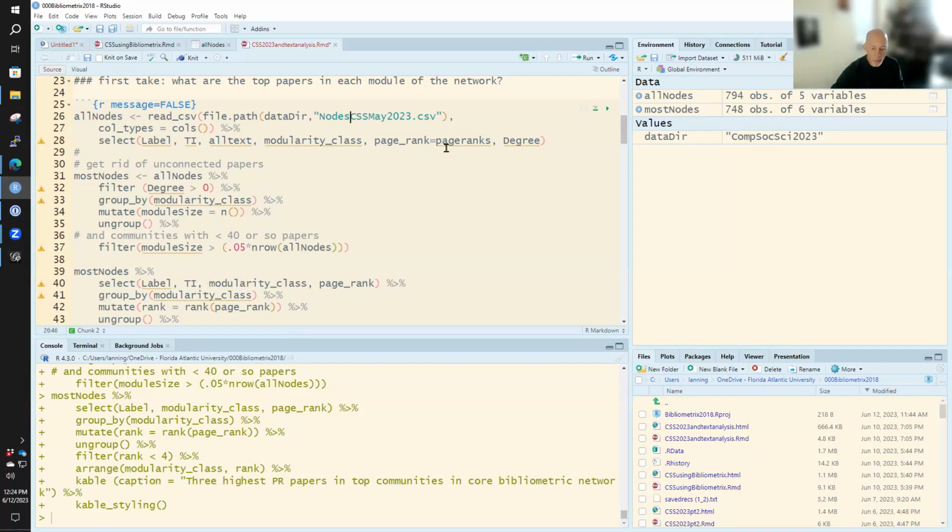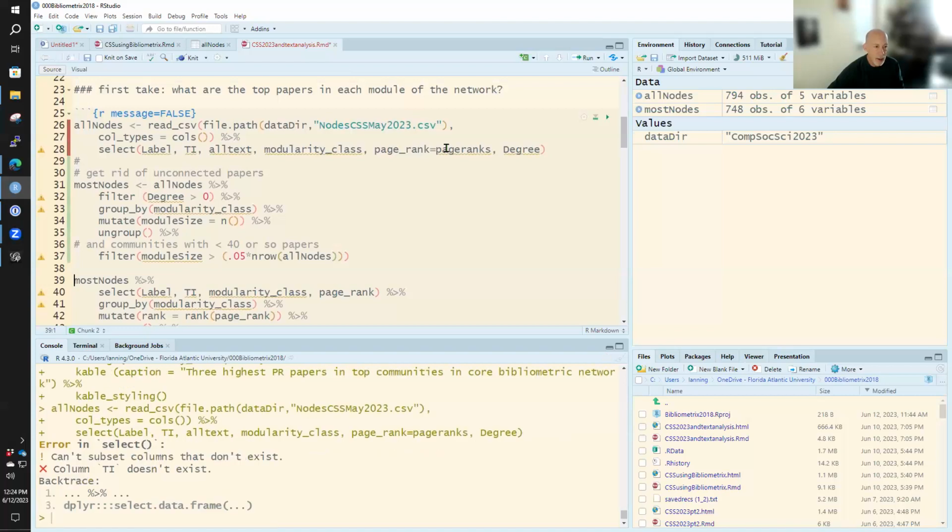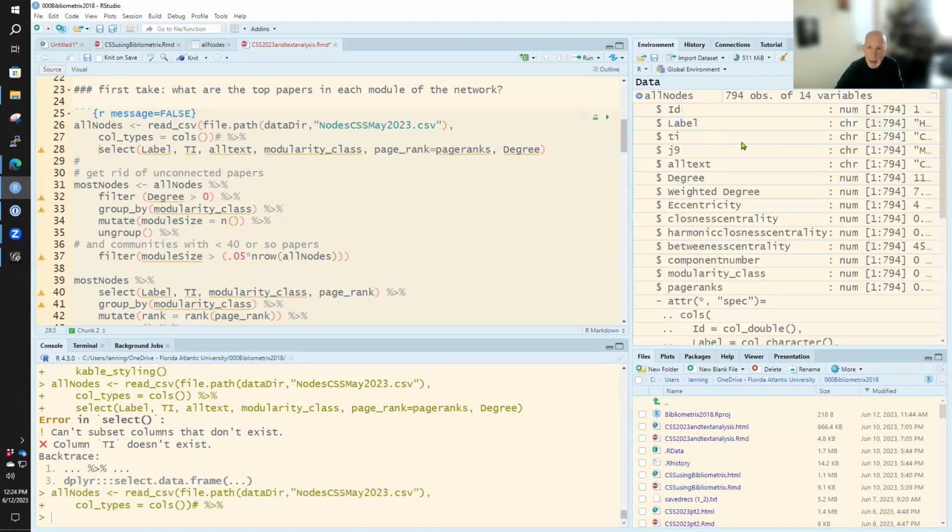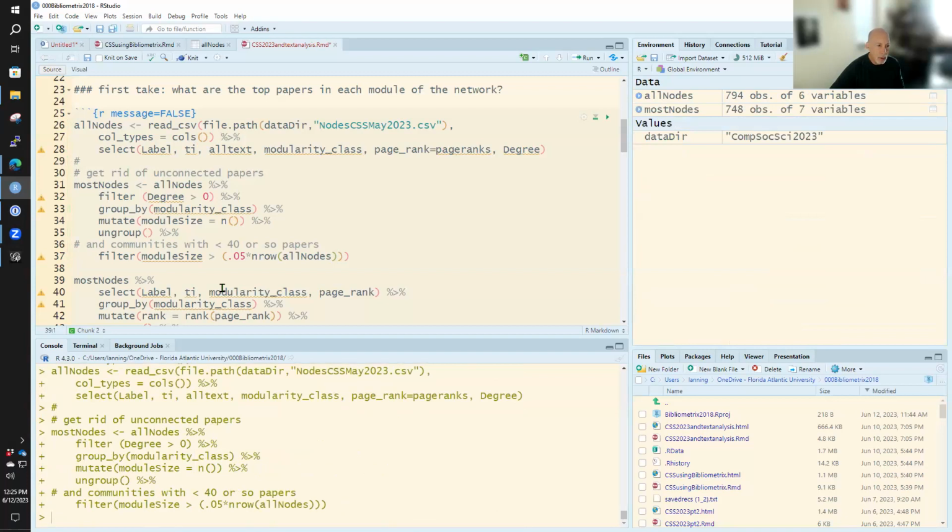My attempt to simplify, I have oversimplified the data a little bit. It's not TI. Instead, it should be TI lowercase. Most nodes is fixed.